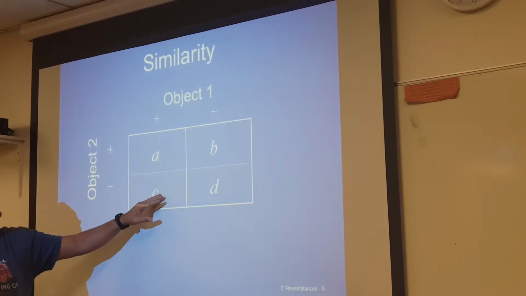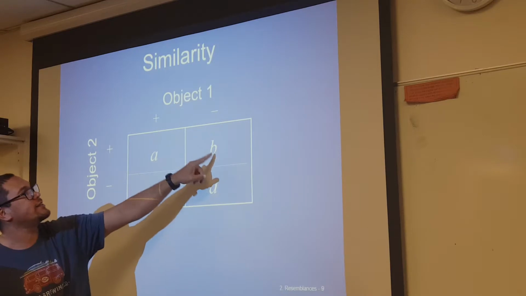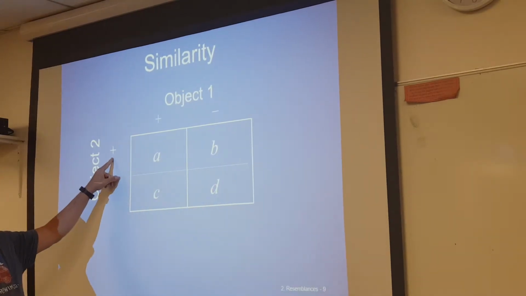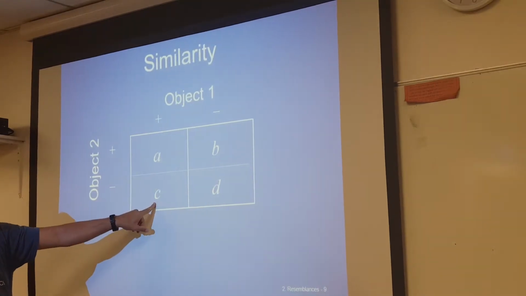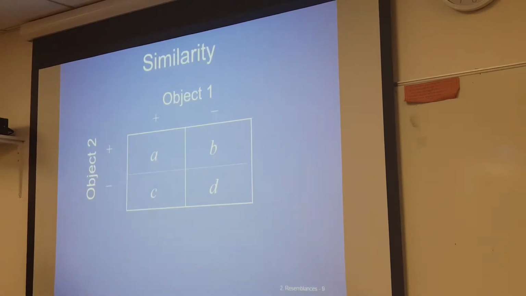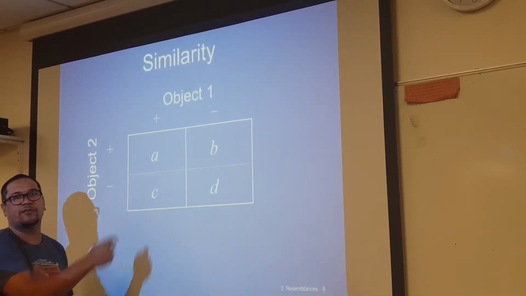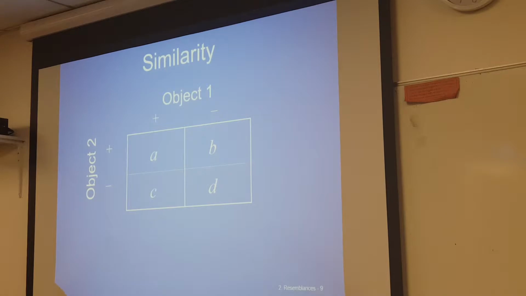And B and C are when they are different, right? So B is when object 1 didn't have it, but object 2 did have it. And C is the other way around, when object 1 did have it, and object 2 didn't. Okay? So you can see these are when they are similar, and these are when they are different. B and C are measures of the differences between the two objects.